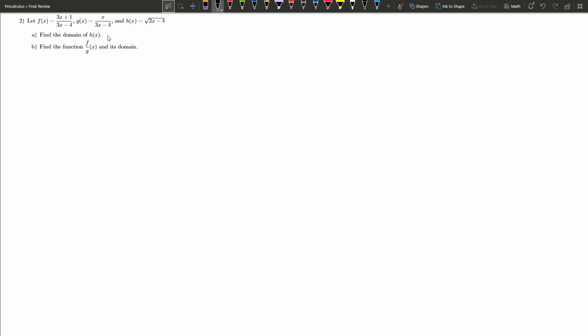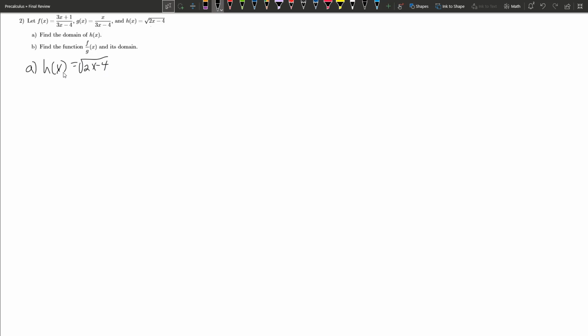All right, so we're going to look at the domain and not the range, but the domain of some functions here. So let's see. We have function f, function g, and function h. And the first thing it's saying is find the domain of h of x. Now, we're focusing only on this one for problem A. So let's write that down. A is, well, h of x is equal to the square root of 2x minus 4.